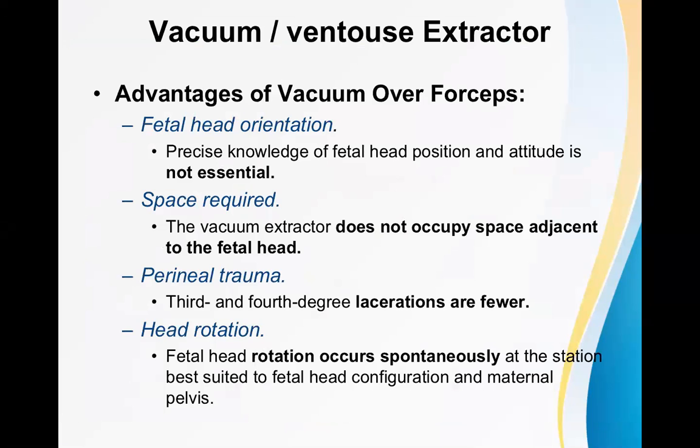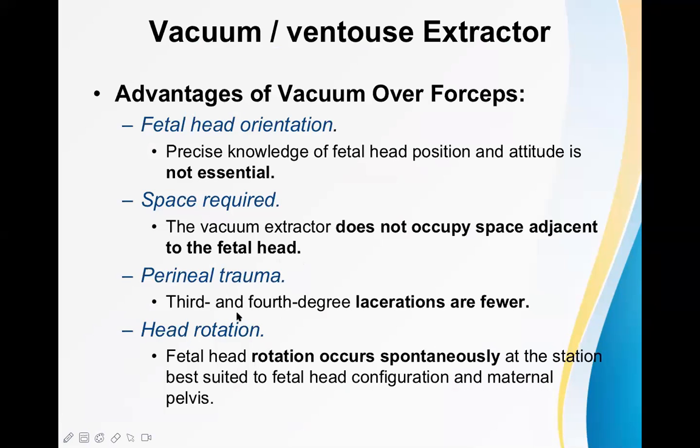Now, what are the advantages of vacuum over forceps? Why is vacuum more popular than forceps delivery all over the world? There has to be some advantages of vacuum over forceps. That's why it is popular, isn't it? The first thing is fetal head orientation. Precise knowledge of fetal head position and attitude is not essential in vacuum delivery. That is a huge advantage. We just need the presenting part to be the fetal head. We don't worry about whether it is occipito-anterior, occipito-posterior, or something like that. The vacuum extractor doesn't occupy the space adjacent to the fetal head, so there is less chance of injury in those areas.